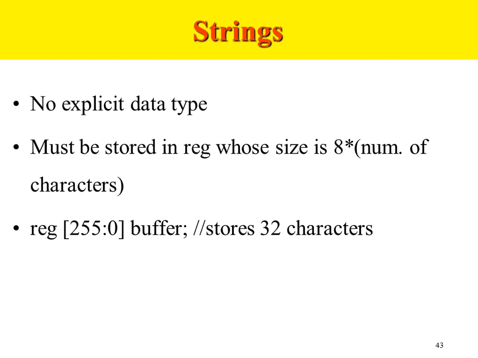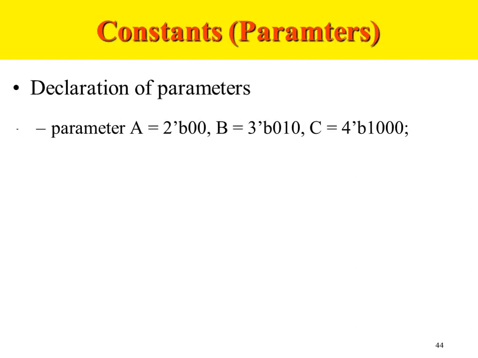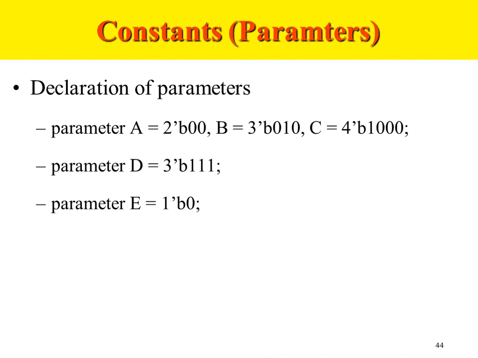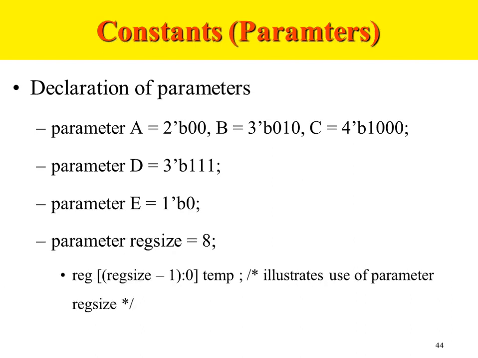Moving forward. Now, as we have discussed, there are parameters in Verilog code which are basically constants. Why? Because I declare them once, and it never changes. I just use it multiple times in my design. How do I do that?